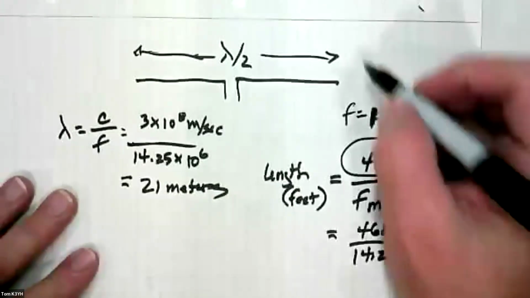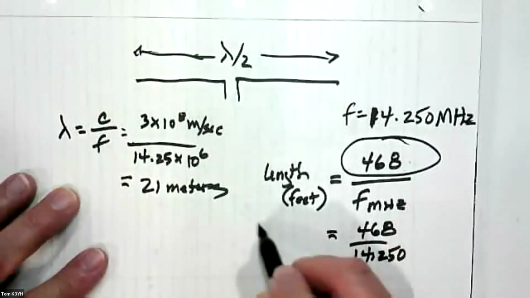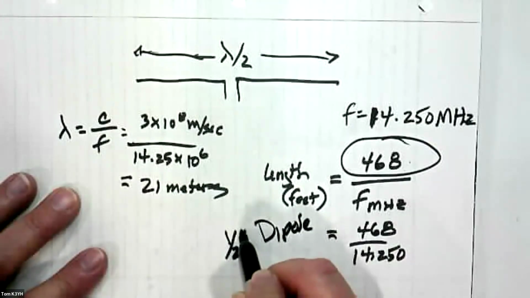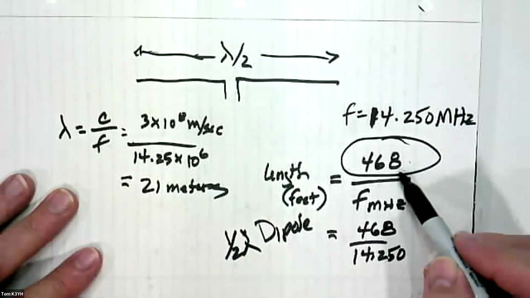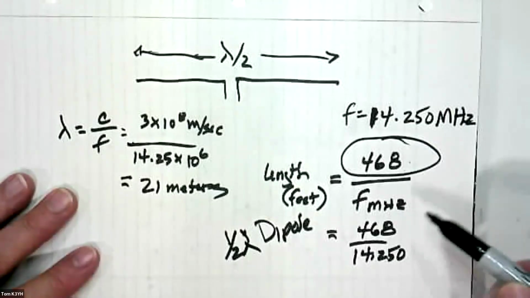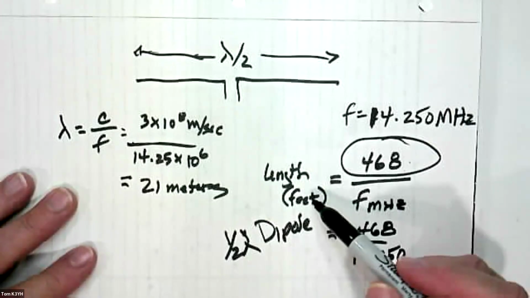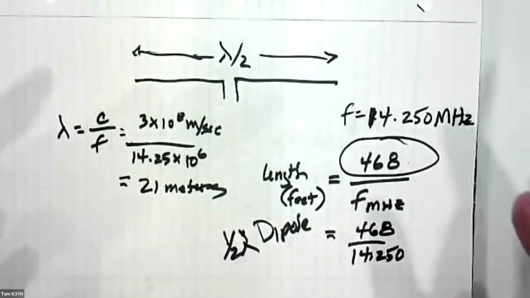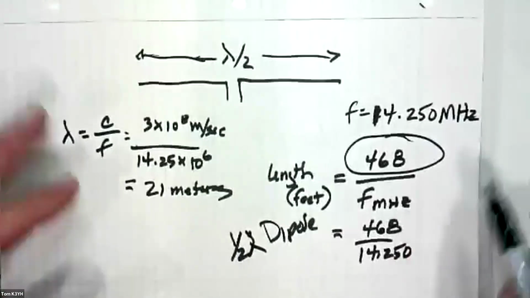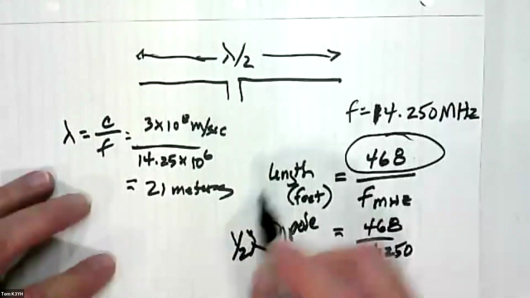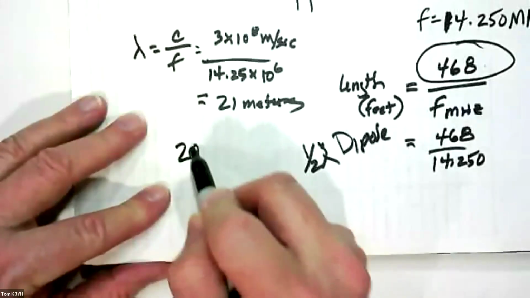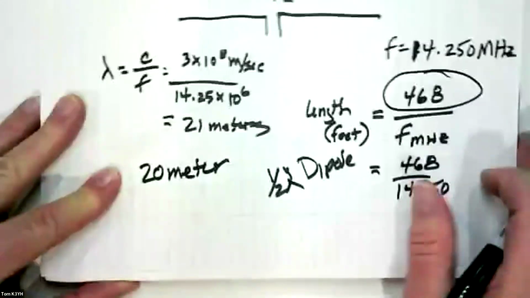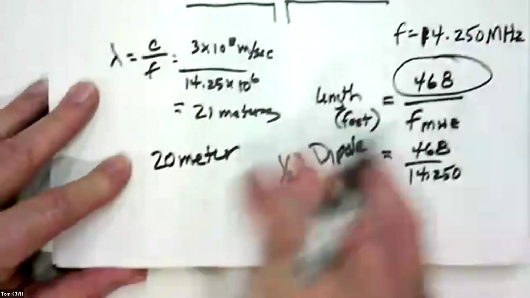But for a half-wave dipole, use 468 divided by the frequency in megahertz, and that will give you the length in feet. Now, to check yourself, and you should be thinking like this isn't just a math problem, you're saying, okay, 14.250 megahertz, that's in the 20-meter band. Okay, you should know that.